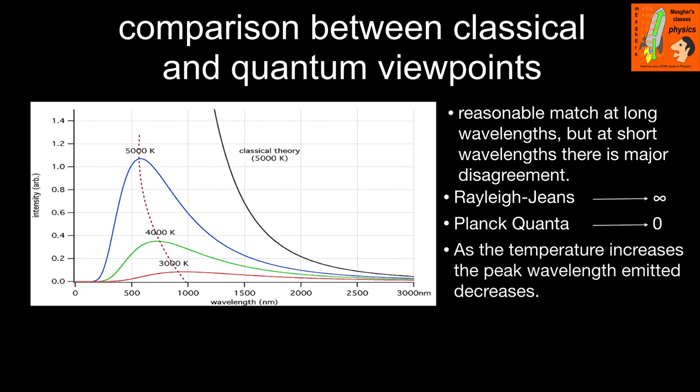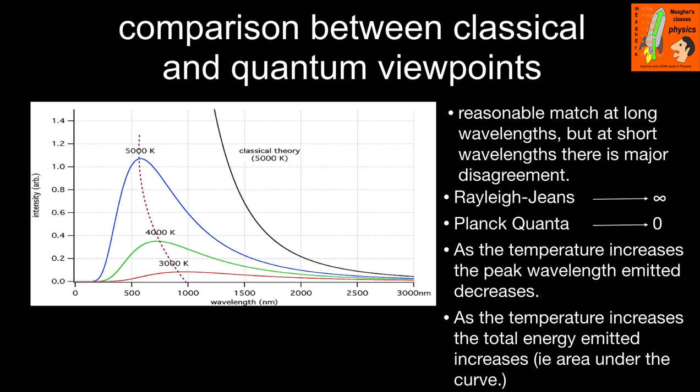Another thing is that as the temperature increases, the peak wavelength decreases. This is the Planck quantum theory, and that's exactly what we observe as well. The other thing that matches observations is that as the temperature increases, the total energy emitted increases, that is, the area under the curve increases. So the Planck model, or the particle model, or the quantum model, fits all the observations.